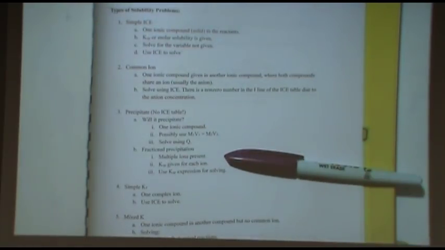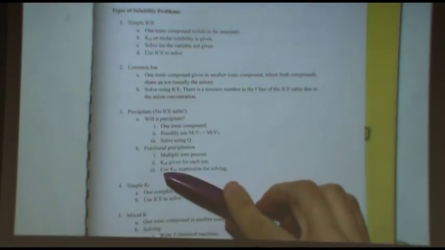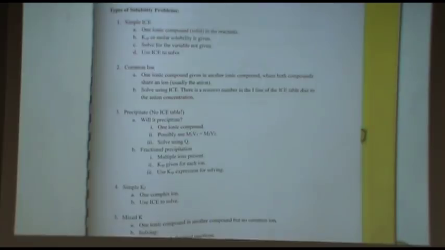Fractional precipitation is what we just did. This is which one will precipitate first. So you're finding at what point does this precipitate. So that's why you can just use KSP here, not Q.